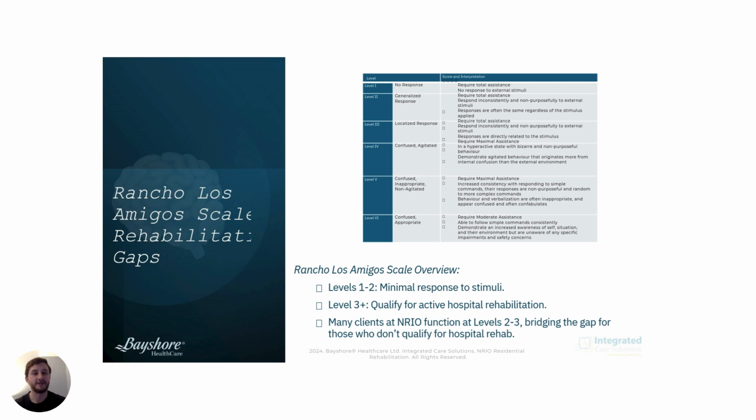So the Rancho Los Amigos scale is a scale that they use to determine how unconscious a patient is. Usually levels 1 to 2 mean that there's minimal response to stimuli. And then level 3 and 3 plus is when a patient is qualifying for active hospital rehabilitation.